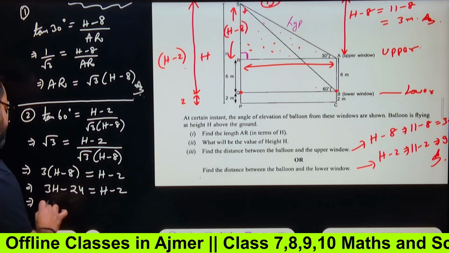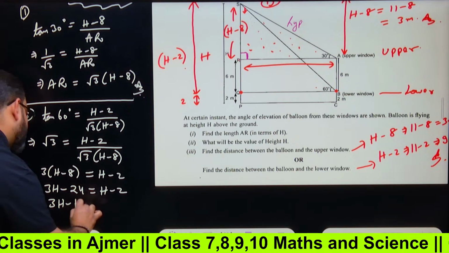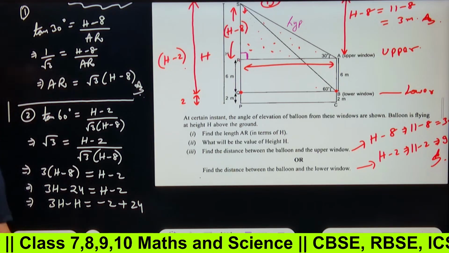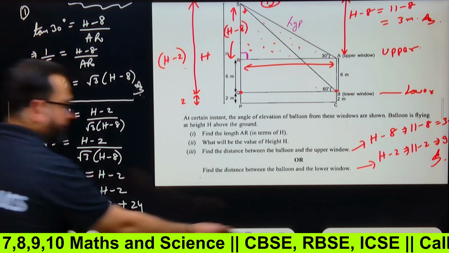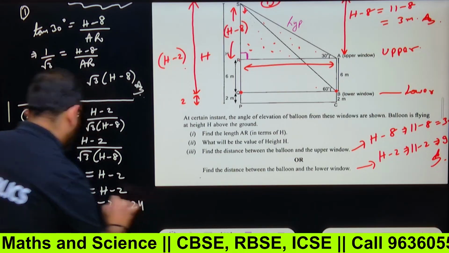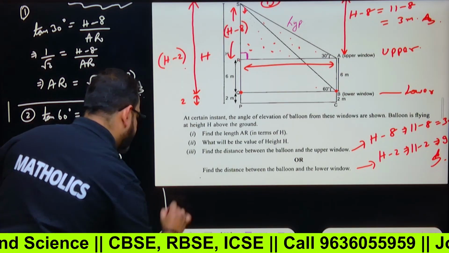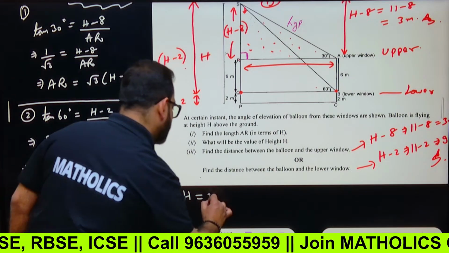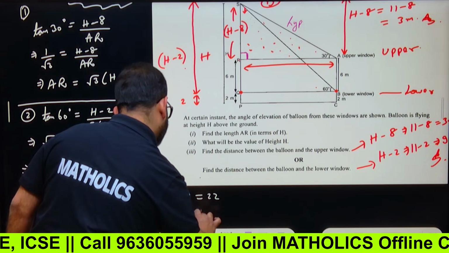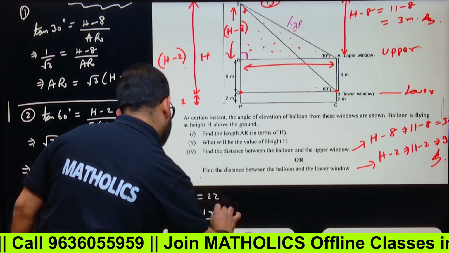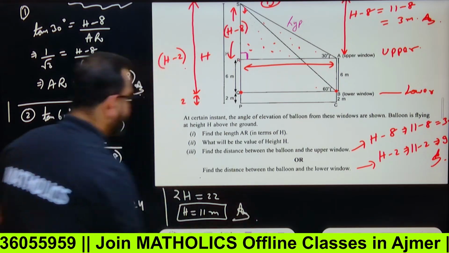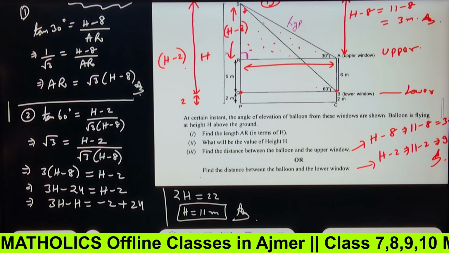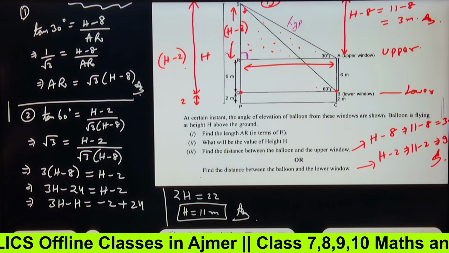So it will be 3H minus H equals minus 2, and this 24 will go there and become plus 24, right? So 3H minus H, what will it be? It will be 2H. So 2H equals 24 minus 2, which is 22. So H came out to be 11 meters. This is how we find H. Yes or no? Is it sorted? Can I move forward?